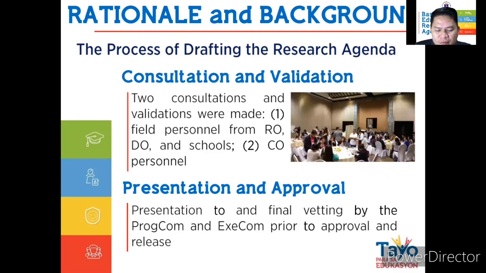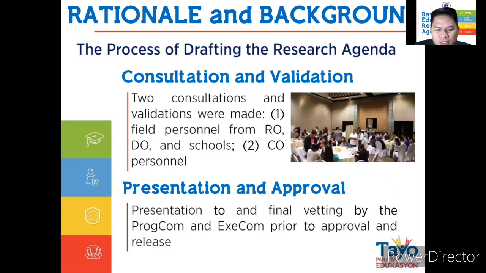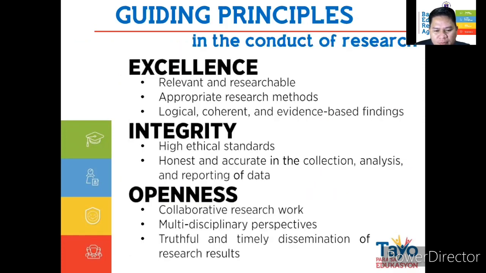So the process of drafting the research agenda: first we have the problem analysis, the synthesis of outputs, and then consultation and validation. Two consultations and validations were made. The first was with the field personnel from the RO (regional office), DO (division office), and schools. The second was with the CO or central office personnel. For the presentation and approval, there is presentation to and final vetting by the ProgCom and ExecCom prior to approval and release.